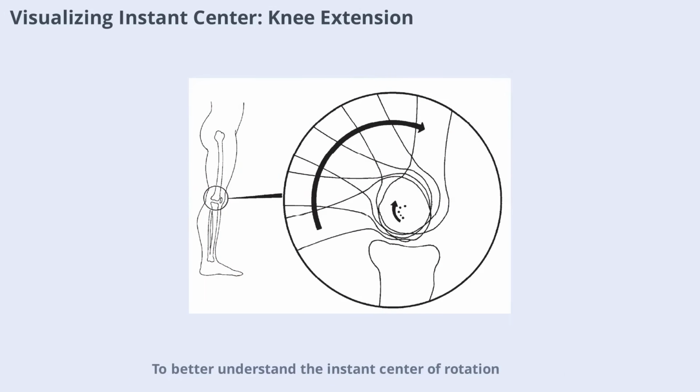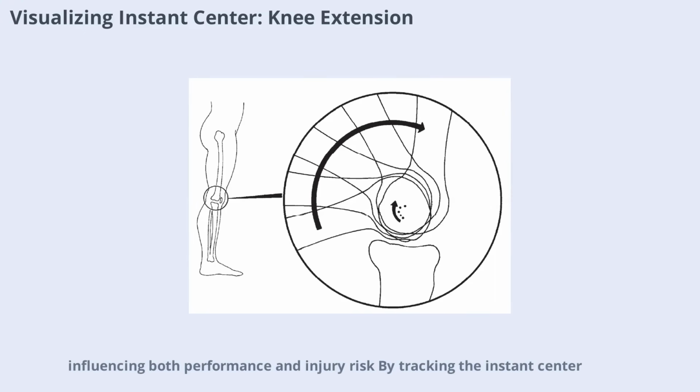To better understand the instant center of rotation, let's look at a visual example. During knee extension, the path traced by the instant center is not a simple circle. Instead, it shifts position as the knee moves from a bent to a straight position. This dynamic path is important in biomechanics because it affects how forces are distributed across the joint, influencing both performance and injury risk. By tracking the instant center, researchers and clinicians can gain insights into joint health and function.